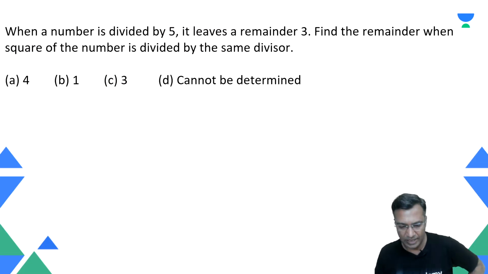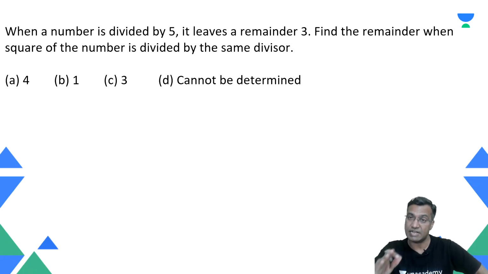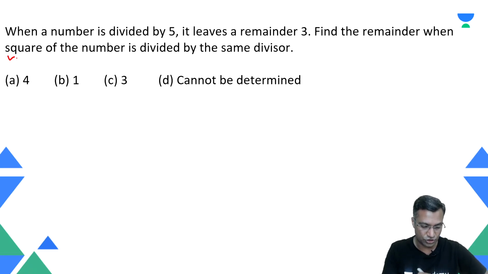Point number 1, I made one particular point. I'm coming to the second point. Let's read this together. When the number is divided by 5, it leaves a remainder of 3. Find the remainder when the square of the number is divided by the same divisor. Square of the number.